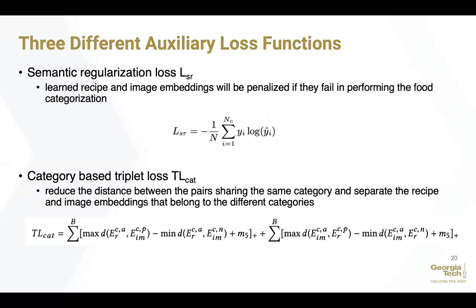Here are some representative auxiliary loss functions. Semantic regularization loss imposes a regularization term such that the learned recipe and image embeddings will be penalized if they fail in performing the food classification. Category-based triplet loss is used to reduce the distance between the pairs sharing the same category and separate the recipe and image embeddings that belong to different categories.